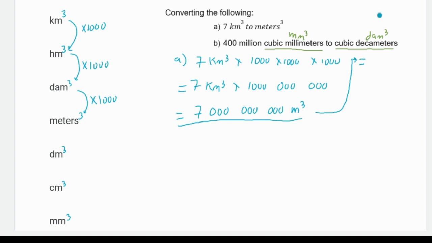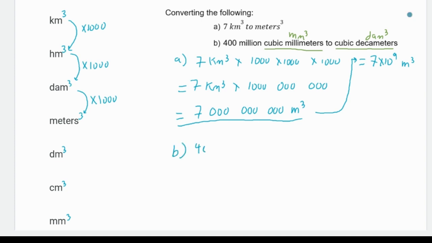So this is the answer. We're done. But if you want to show off a bit, if you know something called scientific notation, you can show off to your teacher and say, wait a minute, this is the same as 7 times 10 to the 9 meters cubed. If you've never seen scientific notation before, or this last step is confusing, ignore it. You've got your final answer right here. But if you know it, cool, you can show off a little bit. All right, let's move on to our next example.